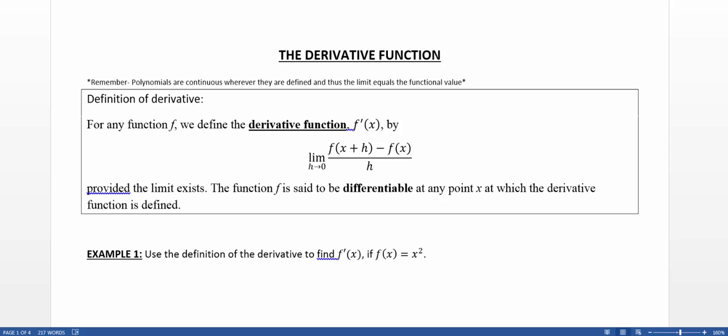The definition of derivative says that for any function f, we define the derivative function f prime of x by the limit as h goes to 0 of f of x plus h minus f of x over h. Provided that the limit exists, the function is said to be differentiable at any point x at which the derivative function is defined.